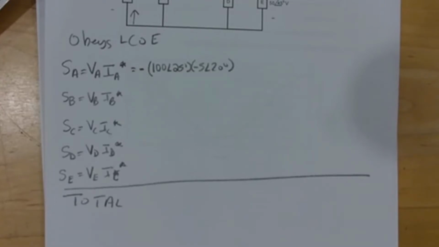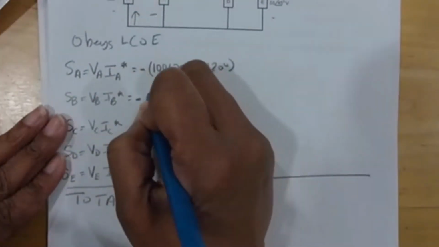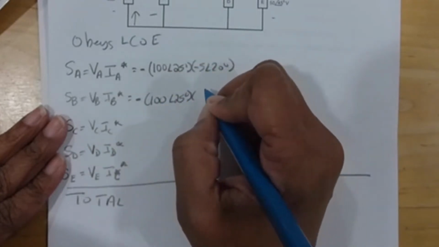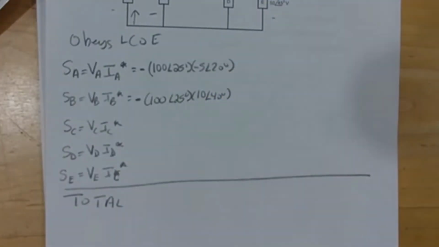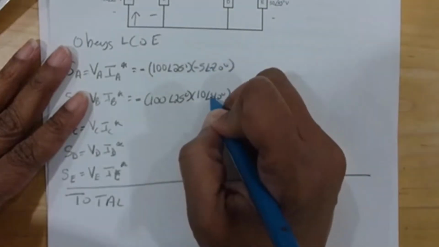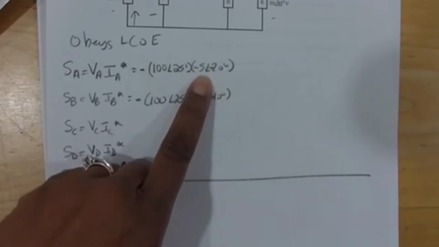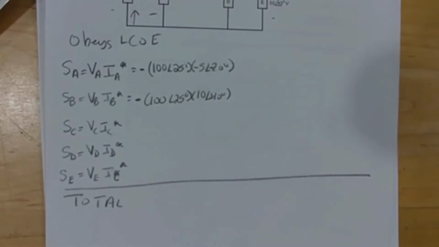For SB, the current also goes in at the negative. So this is going to be negative 100 angle 25 degrees times 10 angle 40 degrees. Oops, you know what I forgot to do? I haven't been doing my conjugates. That's negative and that's negative, right? It's negative 5 angle negative 20 degrees and 10 angle negative 40 degrees because it's the conjugate of the current. So I got to flip the sign on the angle of the current.